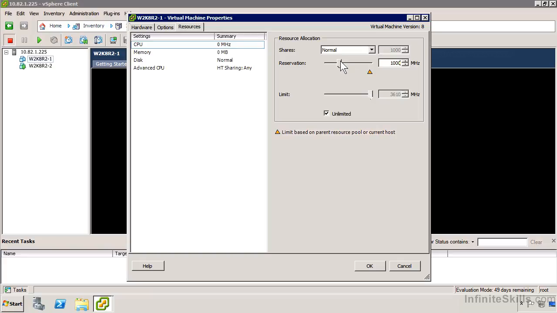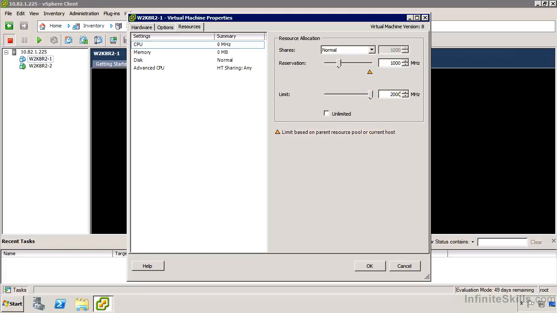So a reservation is a hard floor. This is the least amount of CPU that this virtual machine will ever get. A limit, however, is a little different. So what I could do with a limit is say, well, I want them to have a guaranteed 1000 megahertz of CPU at all times, but I never want them to have more than 2000 megahertz of CPU at any given time. We get to play within our reservation and limit. If there's more CPU time available than 1000 megahertz, VMware will give that to the VM if it needs it, but in this case, up to a maximum of 2000 megahertz.